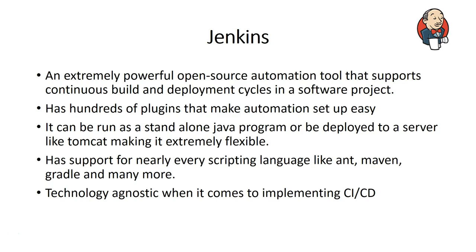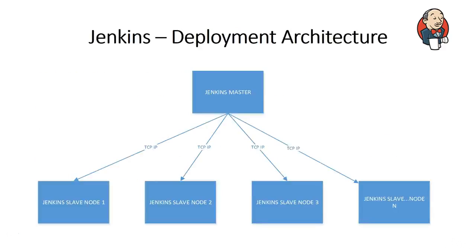A continuous integration, continuous delivery pipeline can be easily set up in a very short time and can be run either as a master agent or as a slave agent in a Jenkins master-slave architecture. Now, that brings us to the topic of the deployment architecture of Jenkins.